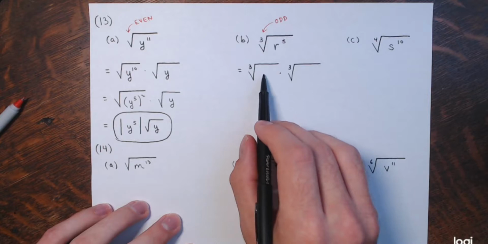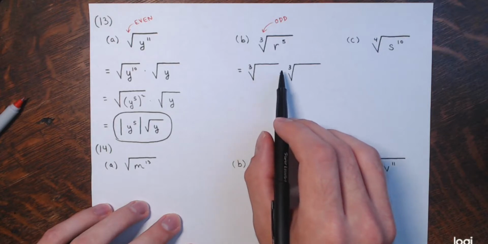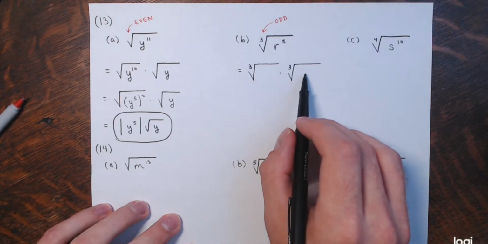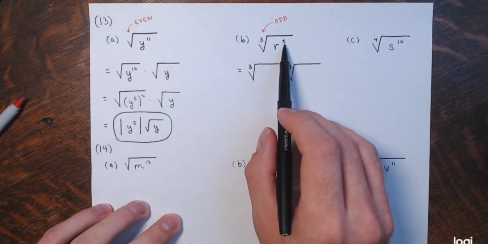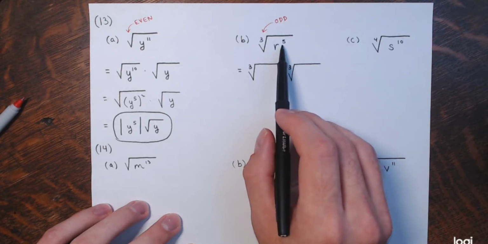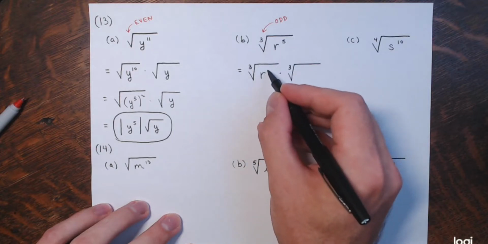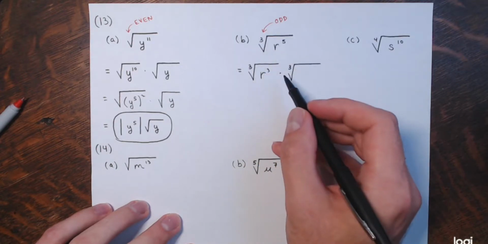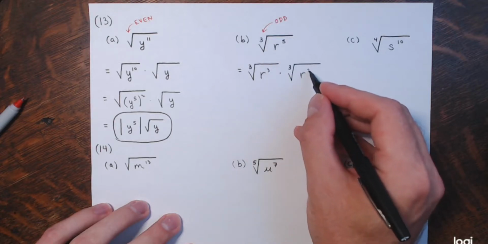And in this first radical, I want the powers that are multiples of 3. I want cubes, perfect cubes. In the other radical, I want powers that are less than 3, not perfect cubes. R to the 5th, that's not a perfect cube, but 3 is less than 5. That's a perfect cube. R cubed is a factor of R to the 5th, and I can break up R to the 5th into R cubed times R squared.